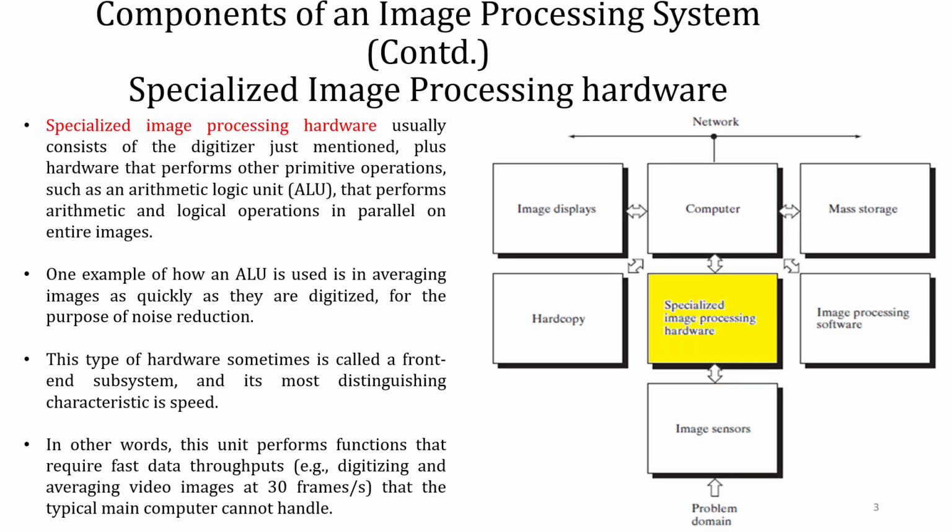Next, the specialized image processing hardware. In this, we have hardware that performs primitive operations like the arithmetic logic unit, which is able to do arithmetic and logic operations in parallel on the entire image. The ALU is used in averaging images as quickly as they are digitized for the purpose of noise reduction. This type of hardware is sometimes called a front-end subsystem, and its most distinguishing characteristic is speed. In other words, this unit performs functions that require fast data throughputs, for example digitizing and averaging video images at 30 frames per second.